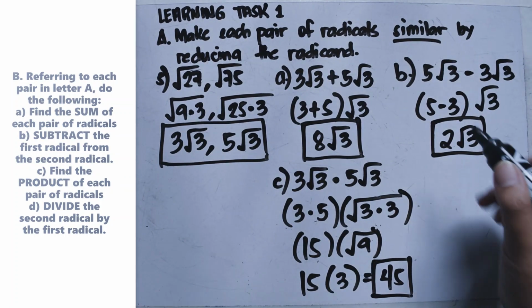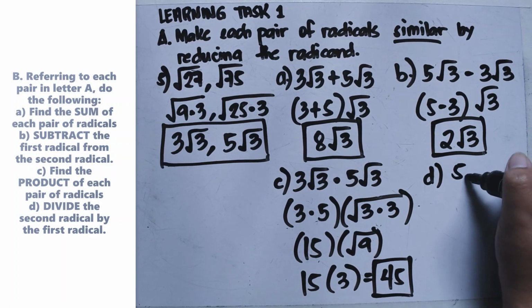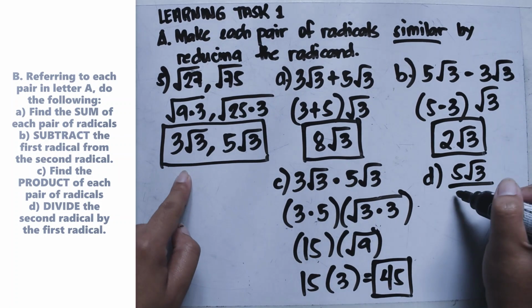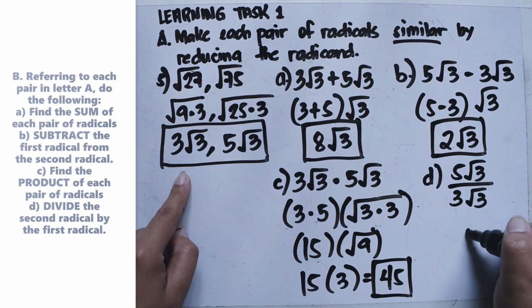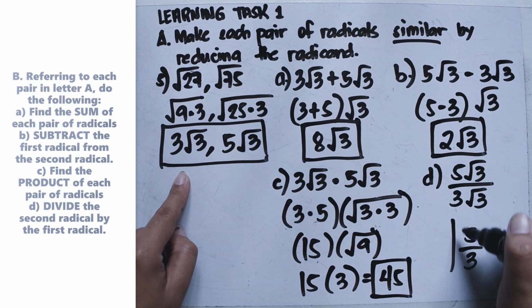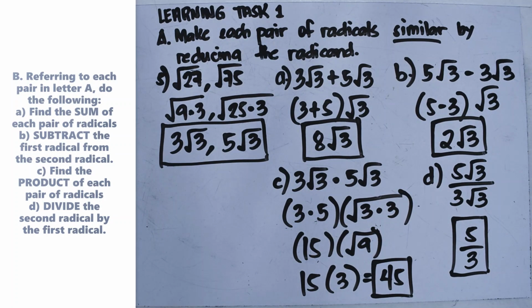So, we're done with letter C. Let's now proceed with the last letter D. Find the quotient daw. So, 5 square root of 3 all over 3 square root of 3. Since pareho ito, cancel, ano na lang matitira? Si 5 over 3. Pwede na po ito, or kung gusto nyo ng decimal, go! So, we're done with number 5.